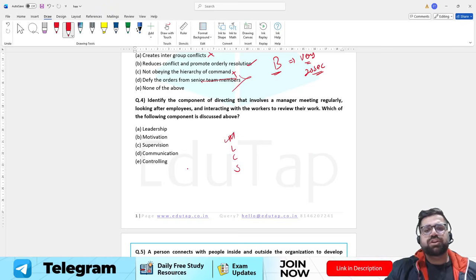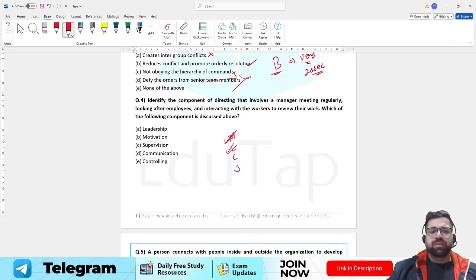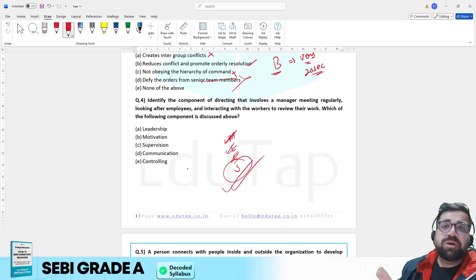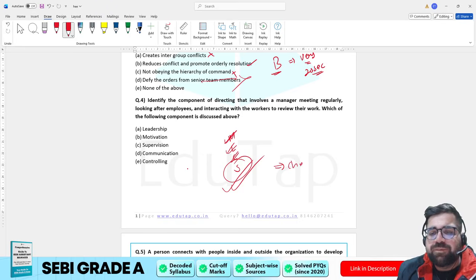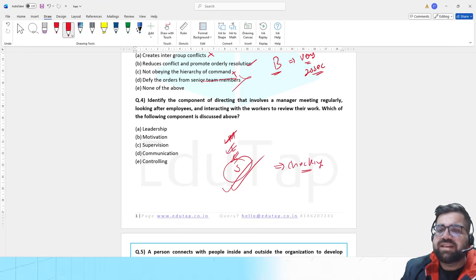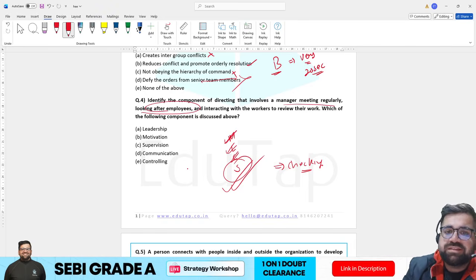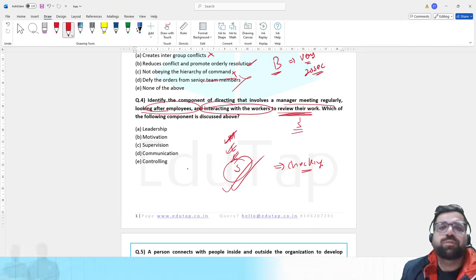Motivation is all about pushing towards the goal. Leadership is like taking the group towards the final goal of the company. Communication is exchange of your messages. Therefore, the correct answer will be option number C, which is supervision. Why? Because supervision basically means that I am checking the performance of my employees, right? And it is clearly given that the manager involves meeting regularly, looking after employees, interacting with the workers to review their work, and this will only happen under supervision.